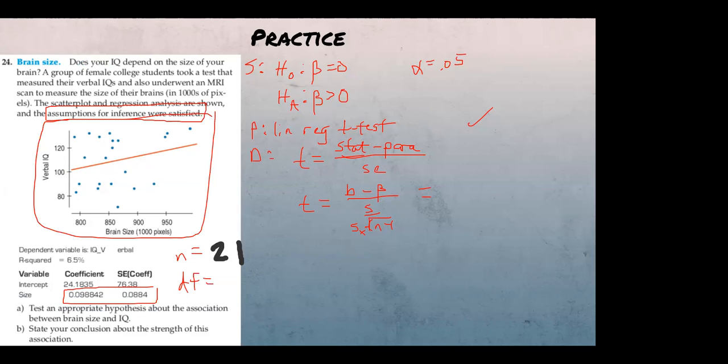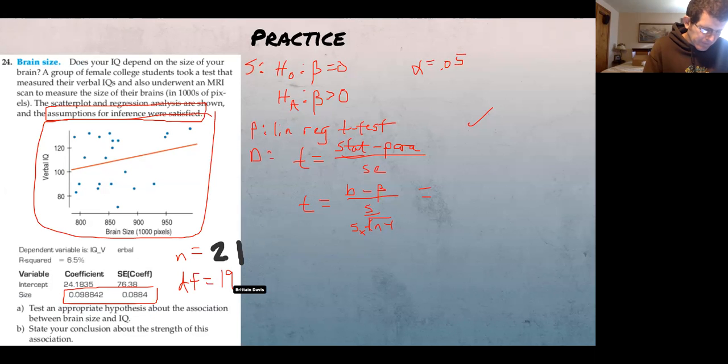$19. There it is. Just subtract 2. All right, so I know the b. Sorry, not beta. I know b is given right here, because my y-intercept I don't care about, but the other coefficient I do. So I will go ahead and plug that in, 0.098842. Beta is 0, so it'd just be minus 0. I'll just leave it as is.